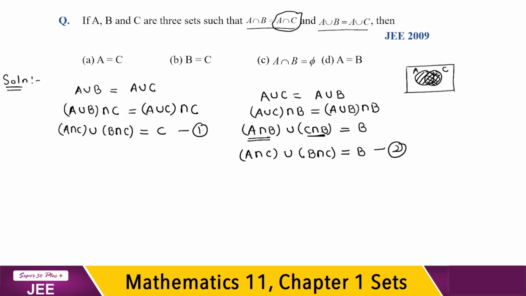Now one can observe that equation number 1 and equation number 2 have the same LHS, so their RHS must also be the same, and hence set B equals set C, which has been given in choice B. So corresponding to this question, choice B is correct, and it was asked in the year 2009.